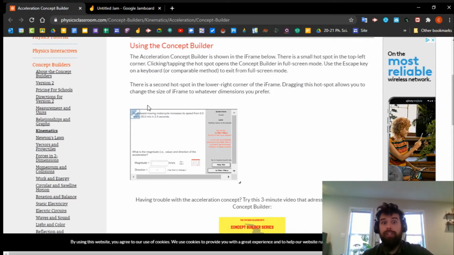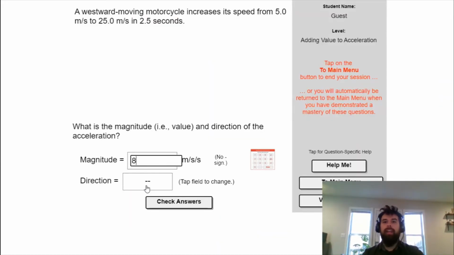Now let's talk about direction. So if he's moving west and his speed is increasing, that means his acceleration is in the same direction as his velocity. So it should be west.